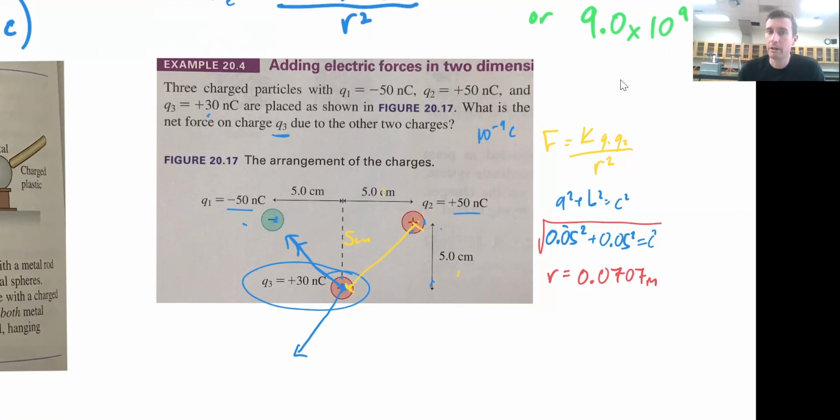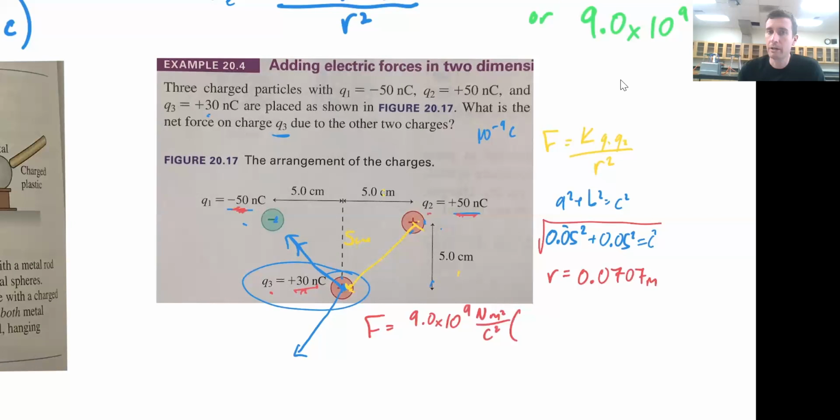So the force is going to be equal to K, which is 9.0 times 10 to the ninth newtons meters squared per Coulomb squared times the 2 charges. So the charges that I'm looking at in this case are between Q2 and Q3. So that'd be 50 and 30. Now, if I did it the other way between Q1 and Q3, it would also be 50 and 30. So in each case, the magnitude is going to be the same. So I'm just going to do it once.